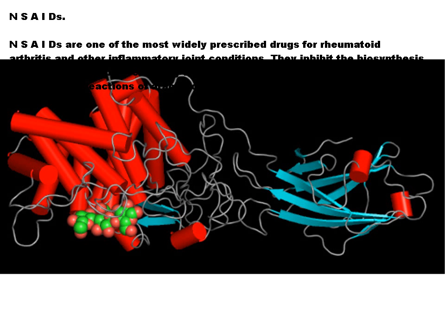NSAIDs. NSAIDs are one of the most widely prescribed drugs for rheumatoid arthritis and other inflammatory joint conditions. They inhibit the biosynthesis of prostaglandins by irreversibly blocking cyclooxygenase, the enzyme which catalyzes the reactions of arachidonic acid to endoperoxide compounds.